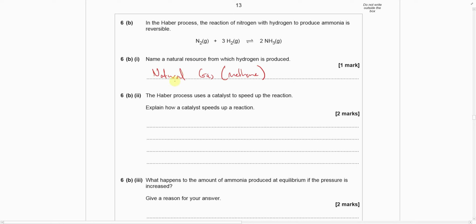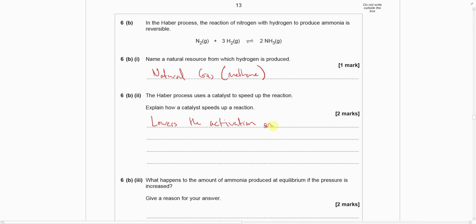So the Haber process uses a catalyst to speed up the rate of reaction. Explain how a catalyst does this. Well, a catalyst, first off, it lowers the activation energy. This is straight from C2.